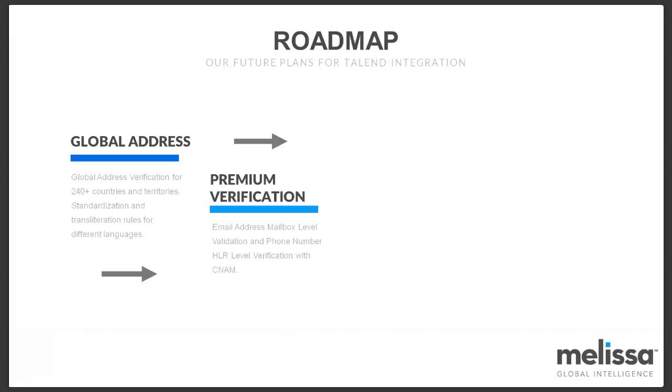Premium verification, which includes things like email mailbox level validation and phone number resolution. These are very, very premium and powerful APIs that verify the actual email at the mailbox level and use what we call HLR lookup technology for mobile devices, so we know whether a mobile device is online or offline.